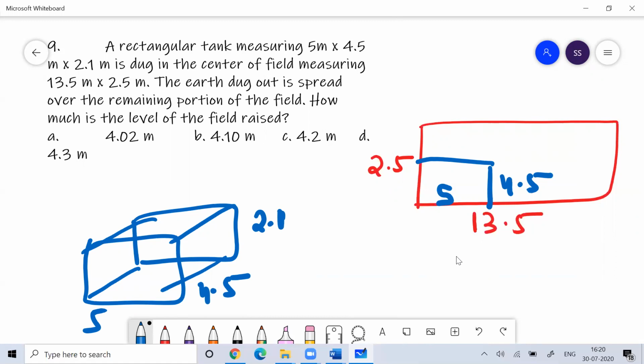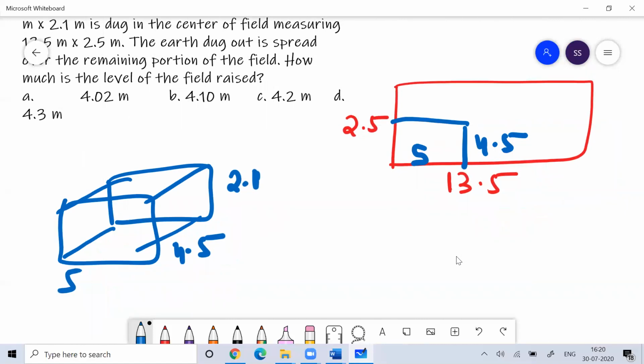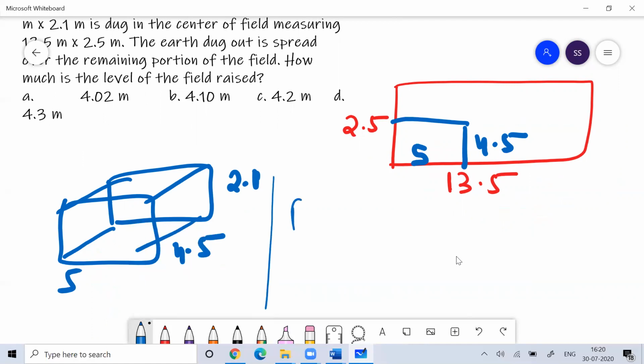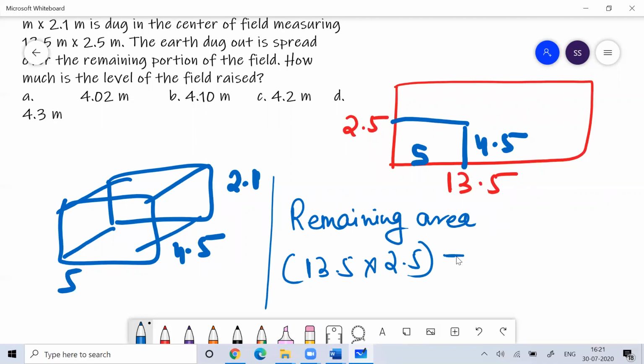So how much area did you occupy? From the total 13.5 into 2.5, you have occupied the area 5 into 4.5 to create this. So how much area is left? Whatever soil, whatever earth material you get by digging, you will put on the remaining part. So your remaining area is 13.5 into 2.5 minus 5 into 4.5.